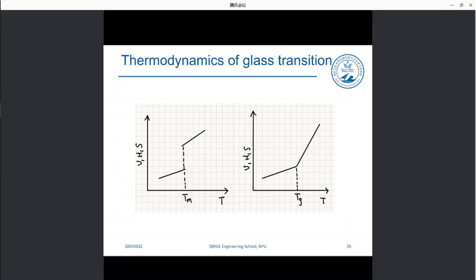So if we look upon these graphs that we saw earlier, this is the volume versus temperature for the melting point and the glass transition. Here we said the melting point is a first order transition. All I want you to remember from the thermodynamics of glass transition is what we will discuss in this slide. Forget about the formulas in the previous slide. So the melting point, we said, has to do with the crystalline region.